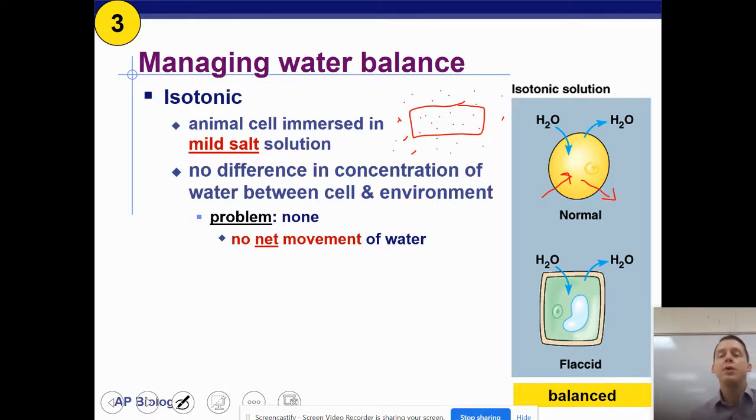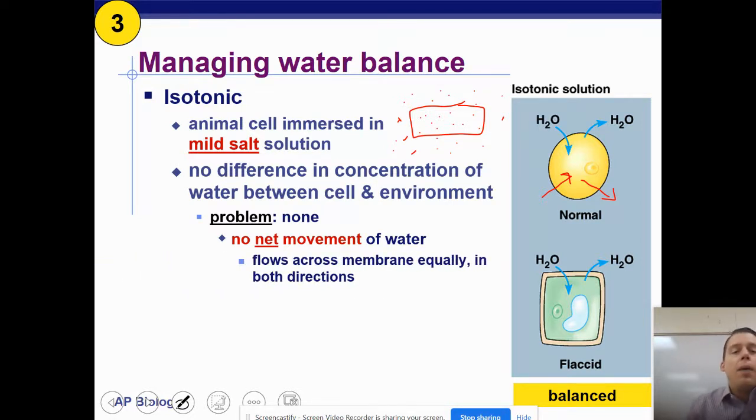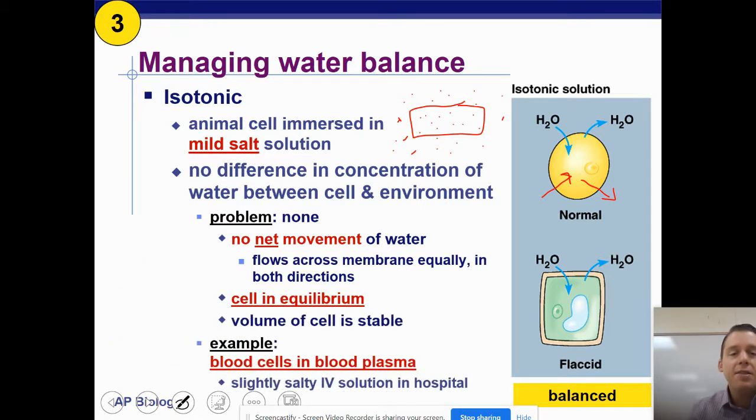Keep in mind, there's always going to be movement of water. This is just no net movement. So in a hypotonic, the net movement was in. In a hypertonic, the net movement was out, but there was still movement in both directions. The flow of water is equal across membranes, and the cell is in equilibrium. And therefore, the volume of the cell is stable. It's not shrinking, it's not growing, it's not going to lyse, it's not going to become turgid.